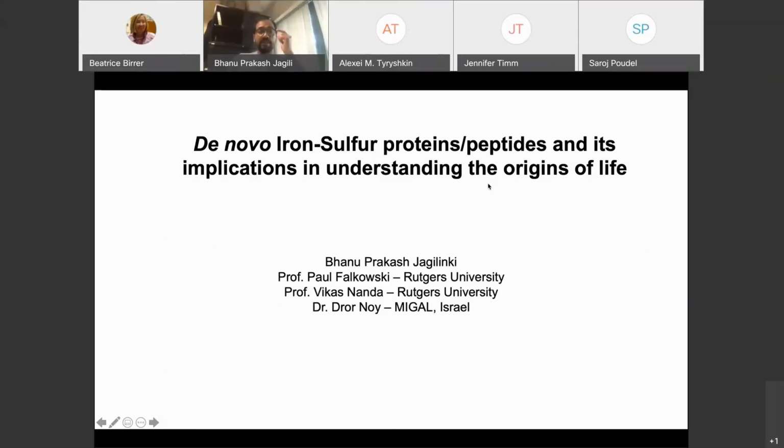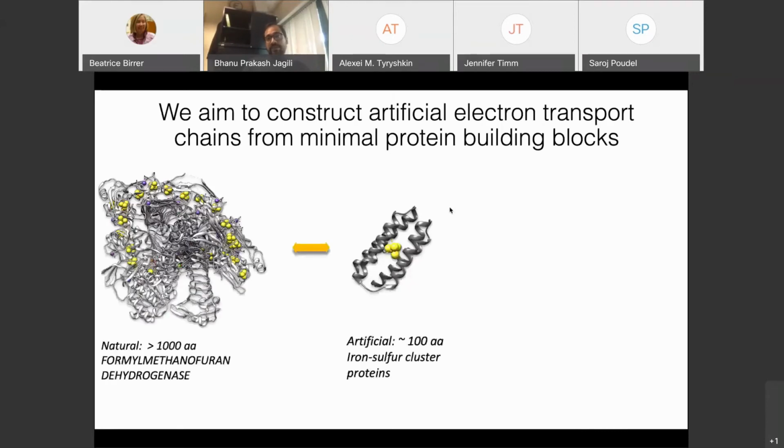Hello everyone. My name is Bhanu Prakash and I'm going to talk about iron sulfur cluster proteins and peptides, artificial iron sulfur cluster proteins, and their implication in understanding the origins of life. So we aim to construct artificial electron transport chains from minimal protein building blocks.